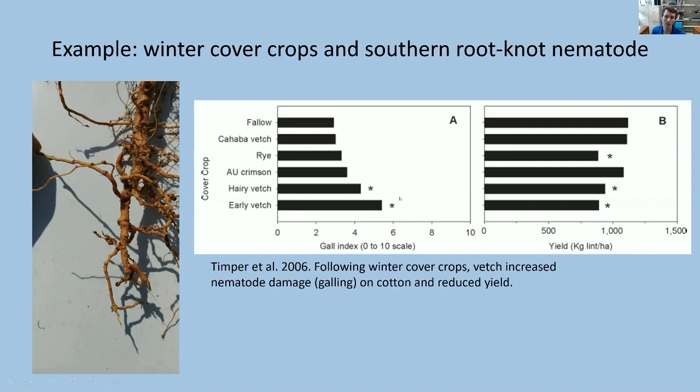And then they saw significantly more galling on the cotton following hairy vetch or early vetch winter cover crops than on some of the other treatments. And the yield was also lower following the hairy or early vetch.